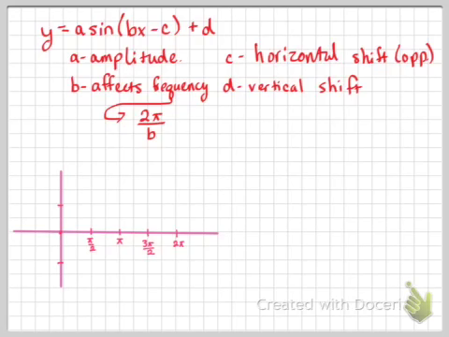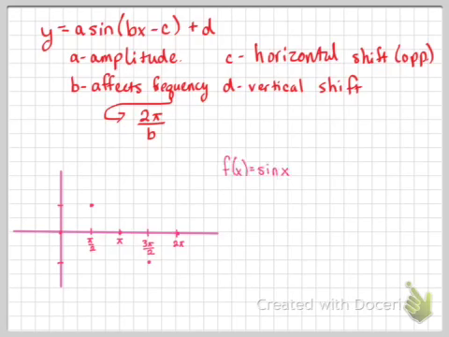Now, we're going to think about the parent sine function. It's easier for trig functions if I have denominations of pi, so I'm going to think in terms of divisions of pi. Let's think. The sine of 0 is 0. The sine of pi halves is 1. The sine of pi is 0. The sine of 3 pi halves is negative 1. And the sine of 2 pi is 0 again.